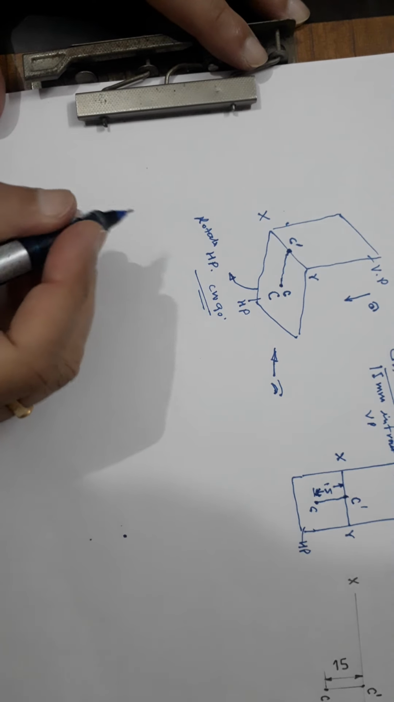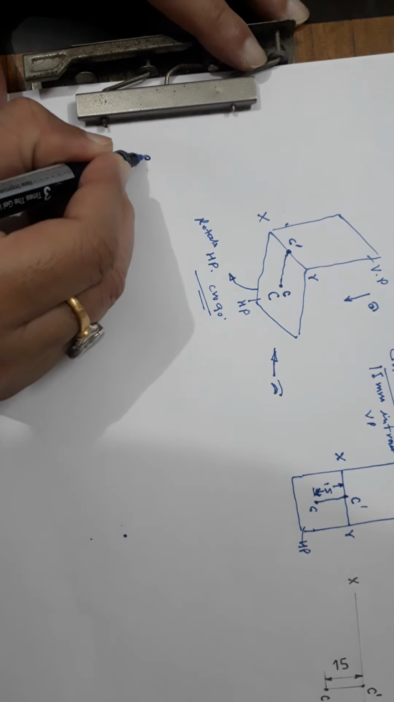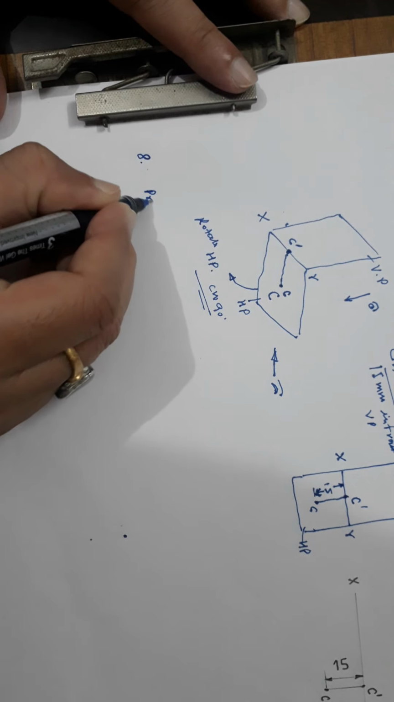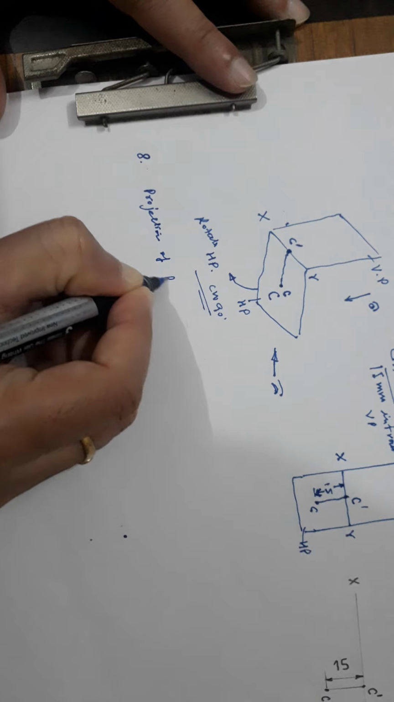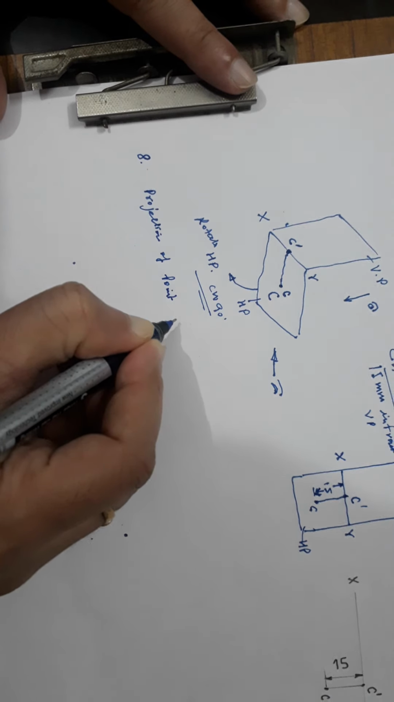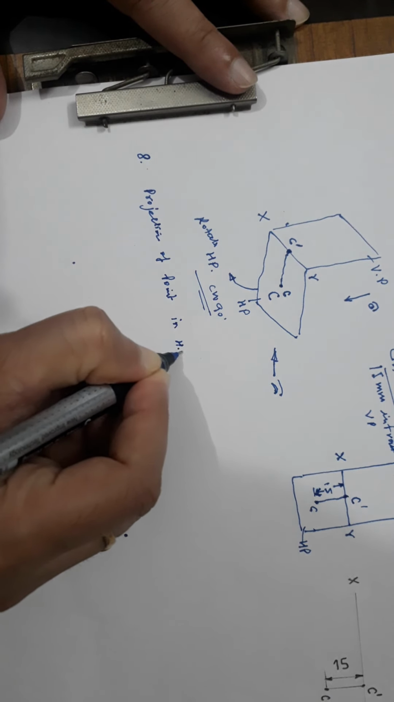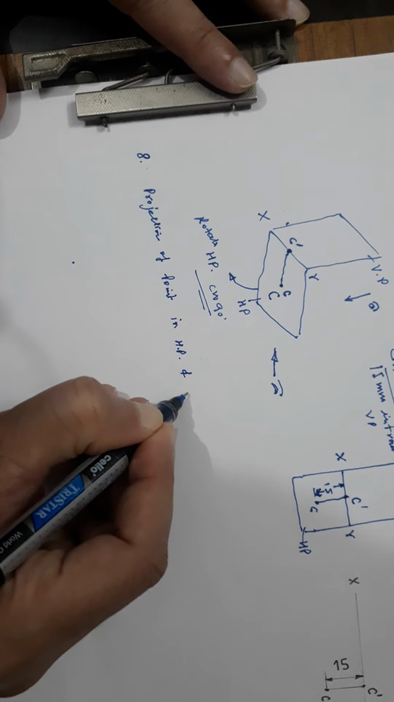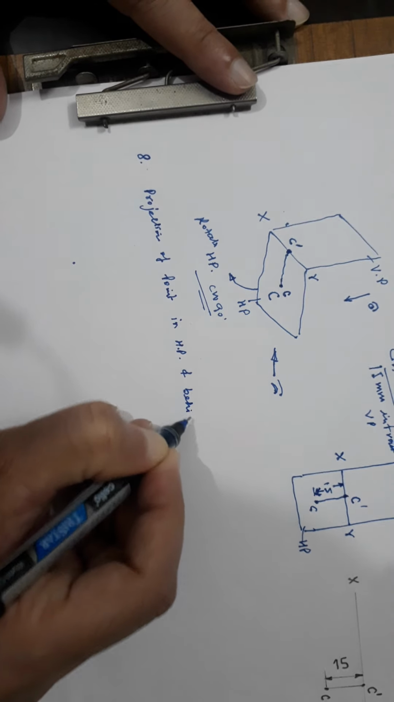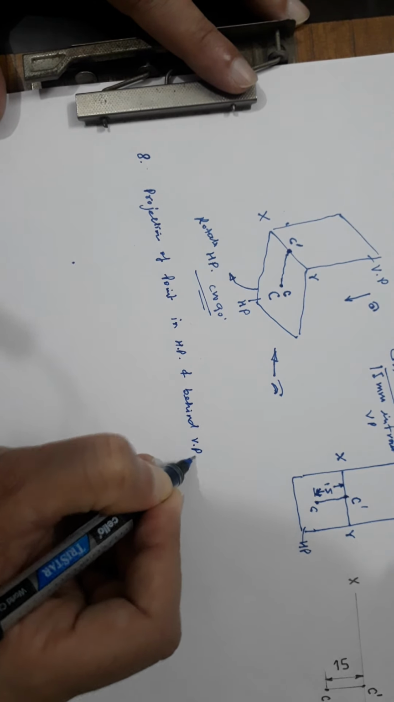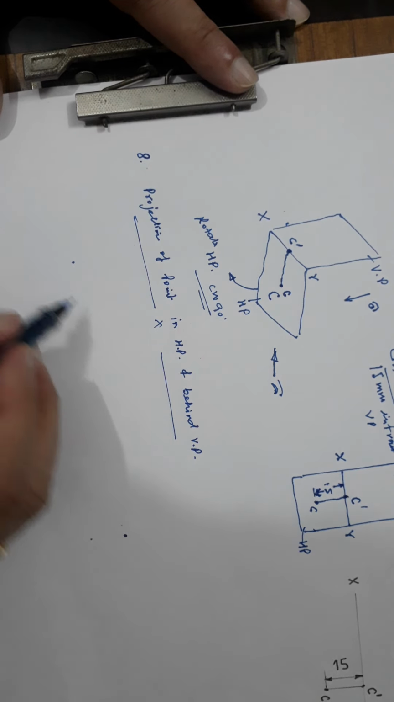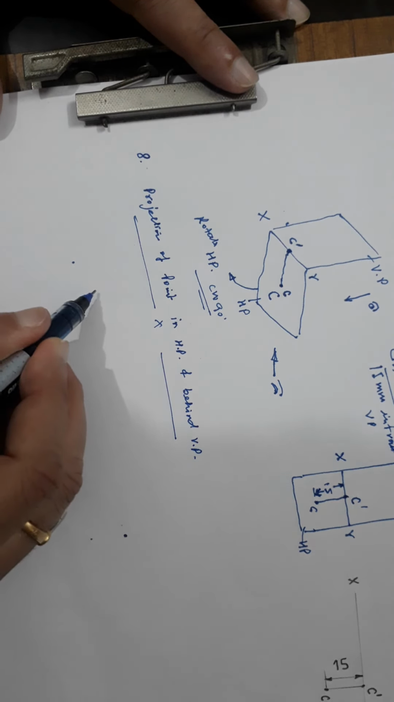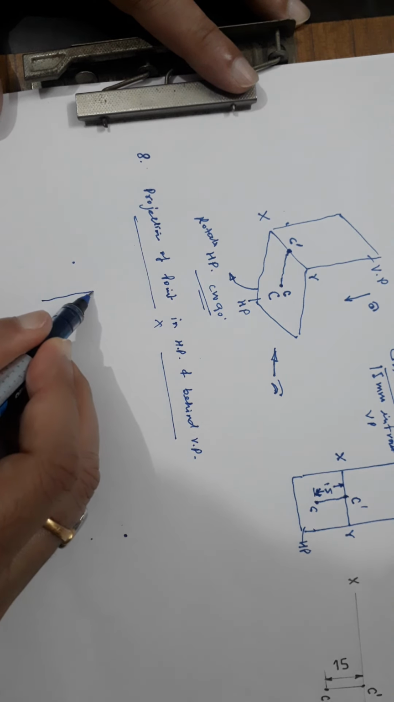Now this one is the eighth case. The eighth is the projection of a point in HP and behind VP. So what should its pictorial view be? I will show you the pictorial view first. Okay, so this is the pictorial view.